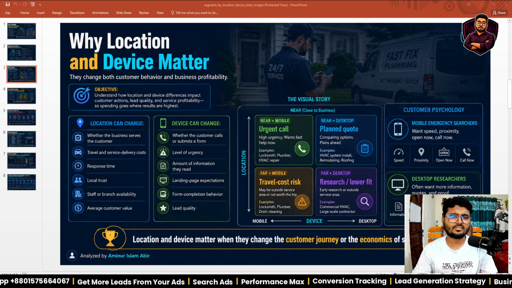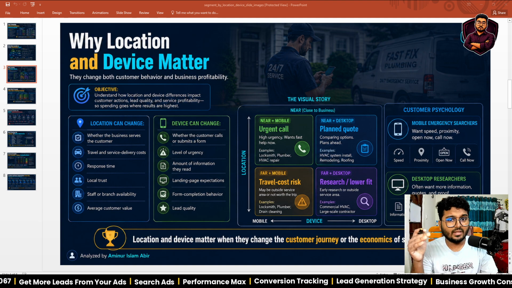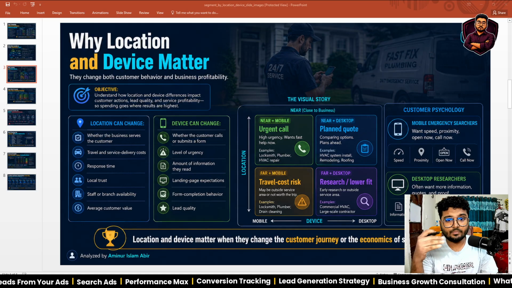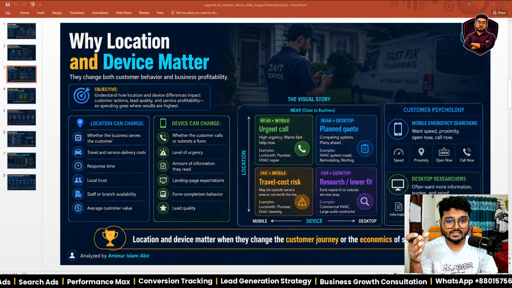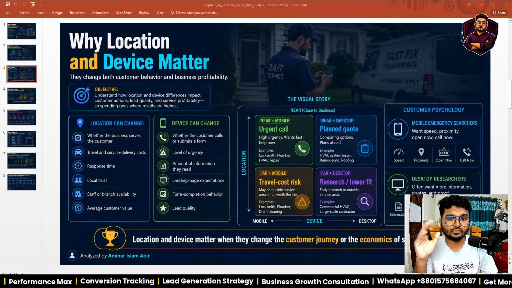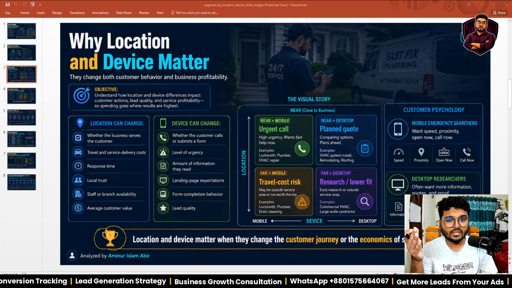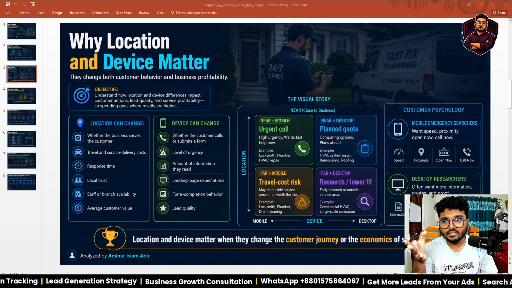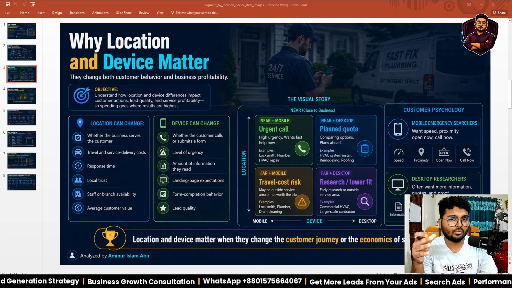Device also affects how customers behave. Mobile users may be more likely to call immediately. Desktop users may prefer reading service details, reviewing case studies, comparing providers, and completing a longer quotation form. Consider someone searching on mobile, emergency locksmith near me. The person probably wants an immediate answer. Are you nearby? Are you open? Can I call you? And how quickly can you arrive?